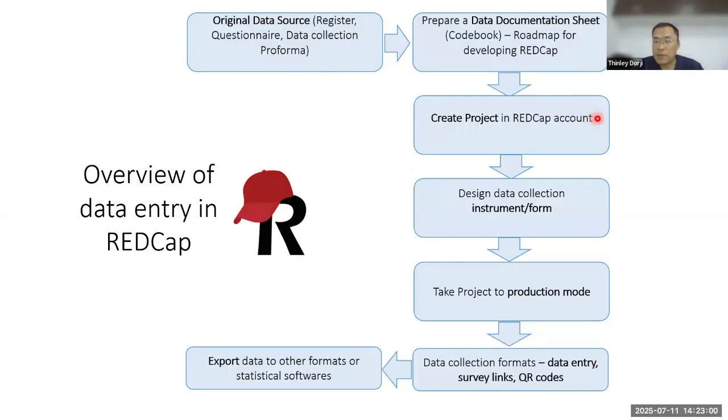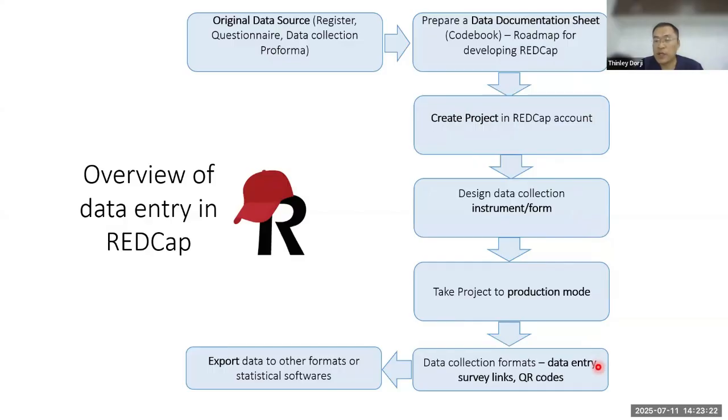So you look at your questionnaire and look at what type of data you are collecting. And for REDCap, you need to create a project in your REDCap account. So you need to log into your account. You need to create a project. So one research would mean one project. And inside that project, you need to design the data collection platform. Here we use the term instrument. And after you have made your data collection instrument, you need to take it into production mode.